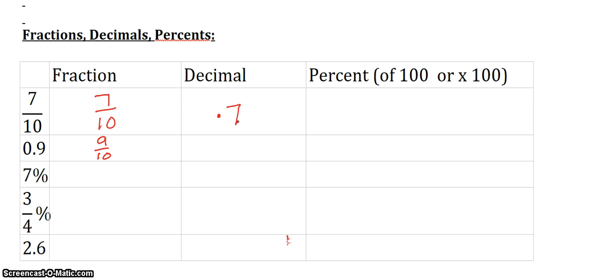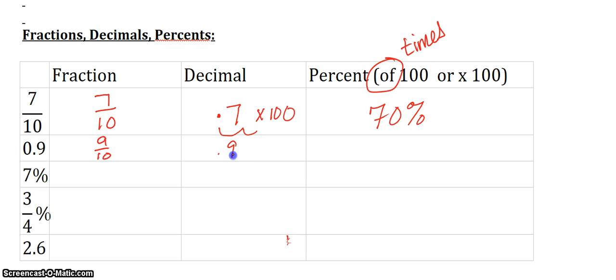Now, percent means per 100 or of 100. And the word of means times, always. So if I times this by 100, I'm going to move the decimal 2 places to the right. 7/10 would be 70%. Okay, 9/10, we already figured that was 9/10 times 100. Move the decimal 2 places to the right is 90%.